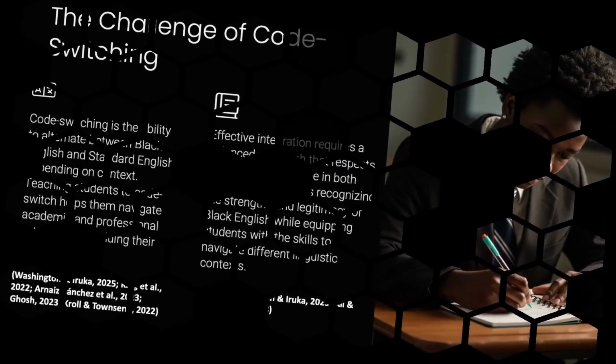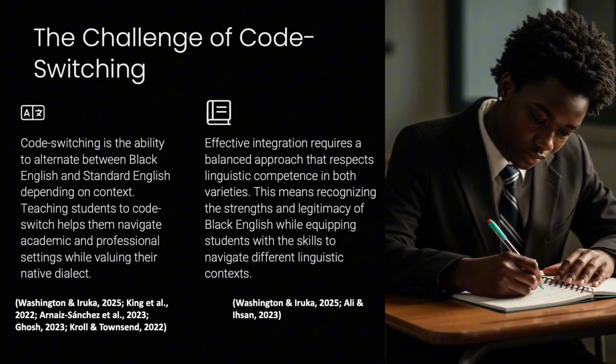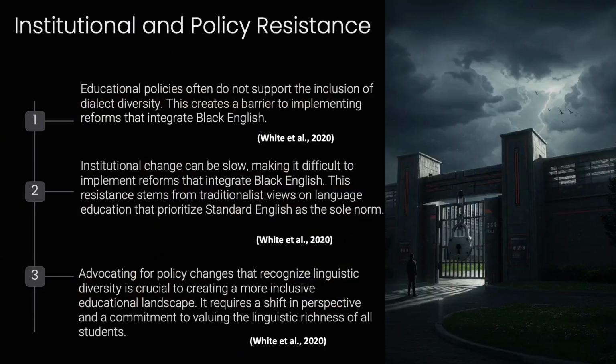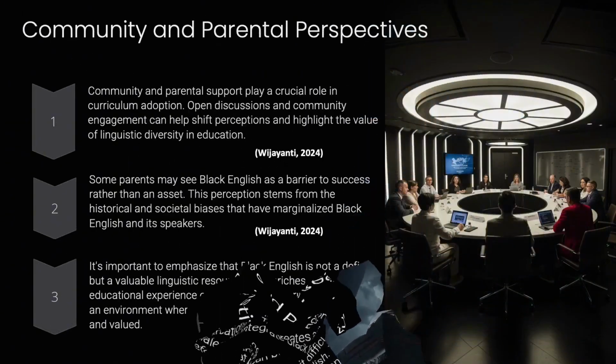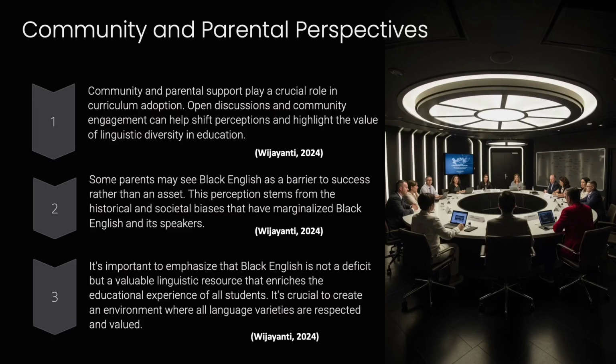Educational institutions and policies may not support the integration of dialects like Black English. Changing these entrenched systems can be a slow and complex process. Gaining support from the communities and parents is crucial. There may be varying opinions among parents and community members about the value and place of Black English in education. There is a need for more research and evidence-based practices on the effective integration of Black English in education. This research can help overcome resistance and provide a framework for curriculum development.